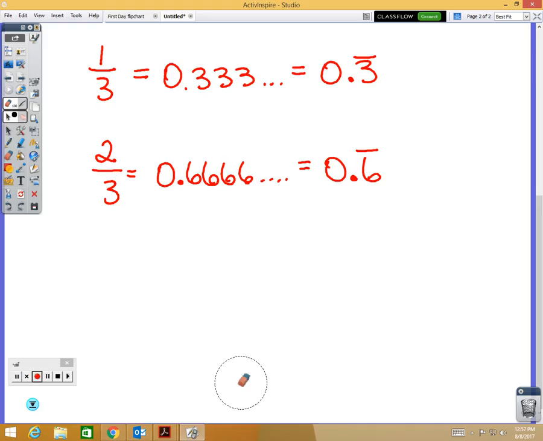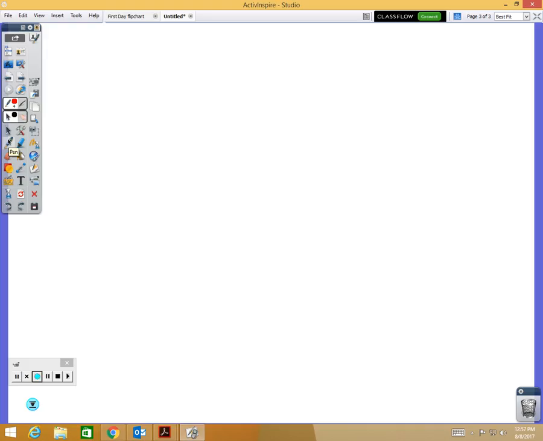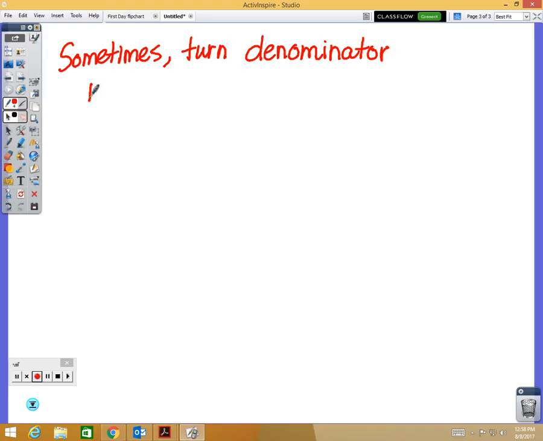So let's figure out what we're going to do. This has only covered 5 fractions in decimal form. Let's talk about what we're going to do if we have a fraction that we don't know the decimal form of. For some fractions, it's easy to turn the denominator into a multiple of 10. Sometimes, and this doesn't work for all of them, turn the denominator into a multiple of 10. And I'll show you what I mean by that.